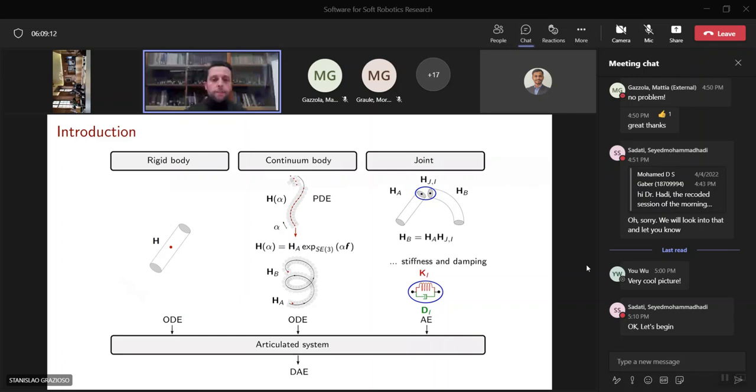This is the general picture of the framework. We are able to model rigid bodies, which are just modeled as ordinary differential equations. The partial differential equations of our continuum body are discretized using finite element methods to obtain ordinary differential equations, and we take care of the presence of joints inside our robotic structures with a set of algebraic equations that will be included in the general equation of motion of articulated systems, which takes the form of differential algebraic equations.